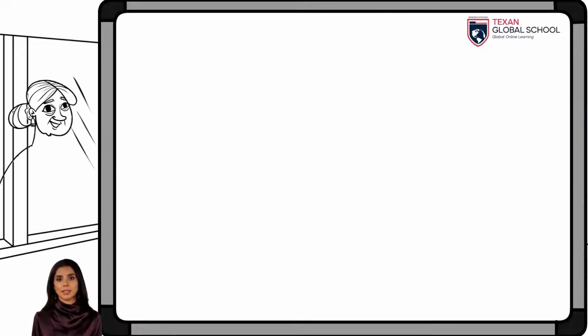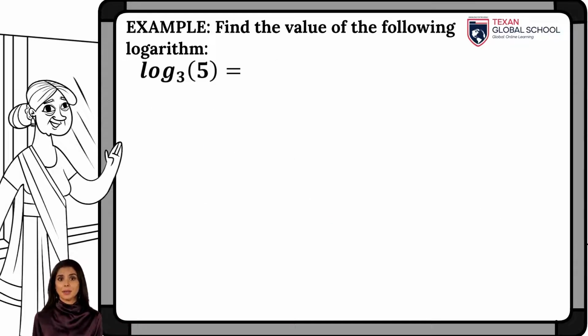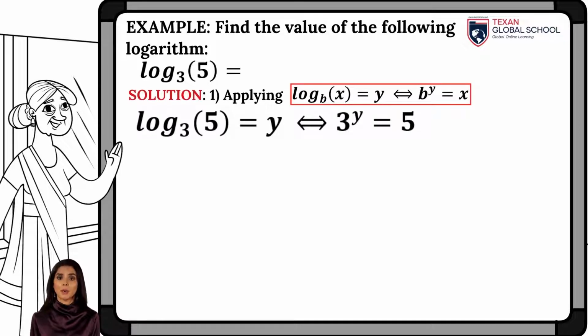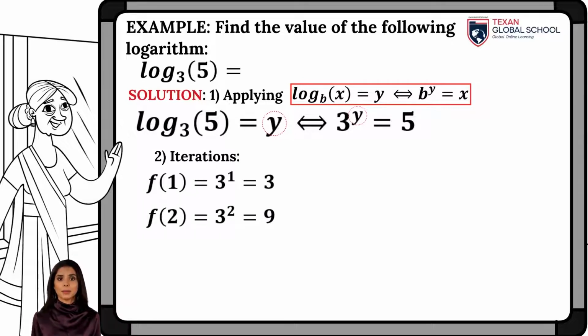Let's look at another example. Let's find the value of the logarithm base 3 of 5. Applying the definition of logarithm, we have that the logarithm base 3 of 5 equals y if and only if the base 3 raised to the power of y equals 5. In this case, there is no integer exponent such that raising the base 3 to that exponent results in 5. We will then perform iterations to find approximations of this number. Hence, start with integer exponents that are close to this value.